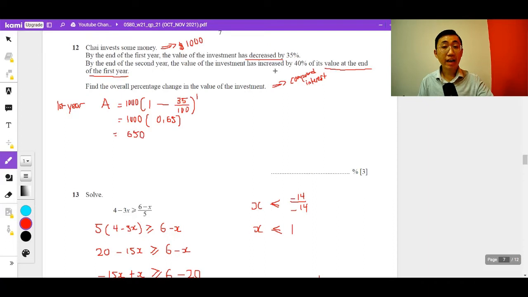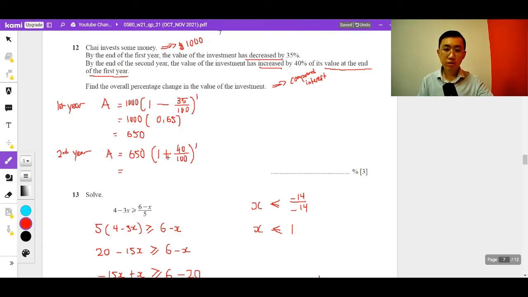So let's continue the second round. The value of the investment has increased by 40% using the value of your first year, right? So for the second year, you repeat your compound interest formula, but now using your first year's value. So you cannot use 1000 for P, but use 650. Now your value increase means your formula puts a plus. So what is your interest rate this time? 40. Interest rate 40 divided by 100 to the power of time. Your time is again year by year basis, so it's 1.